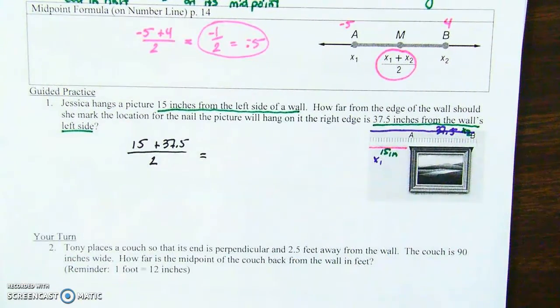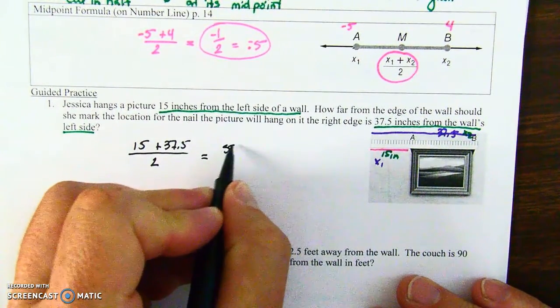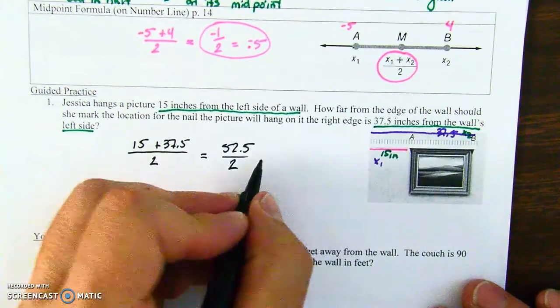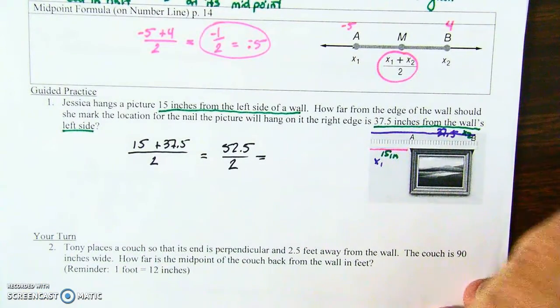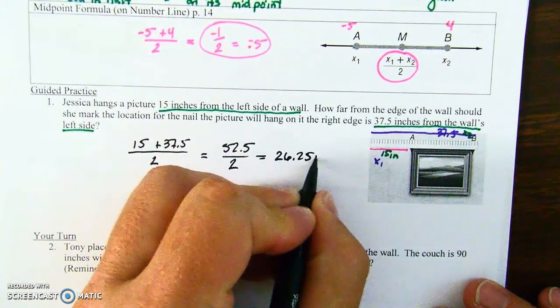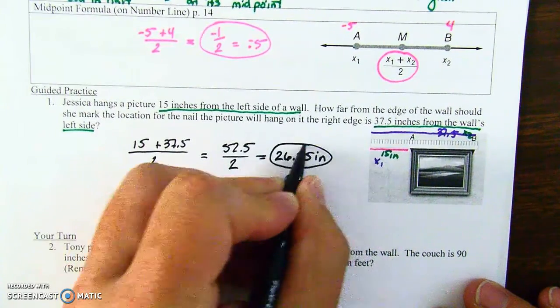So let's get our calculator out. 52.5. Is that what it is? Let's check it out. Let's go 15 plus 37.5 equals 52.5. So we get 52.5, and we divide that by 2. I'm going to hit divide by 2. Gives us an answer of 26.25 inches. So that's where we're going to hang the picture.